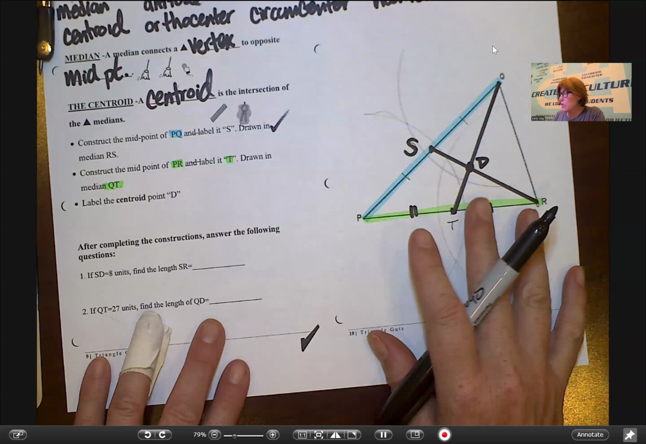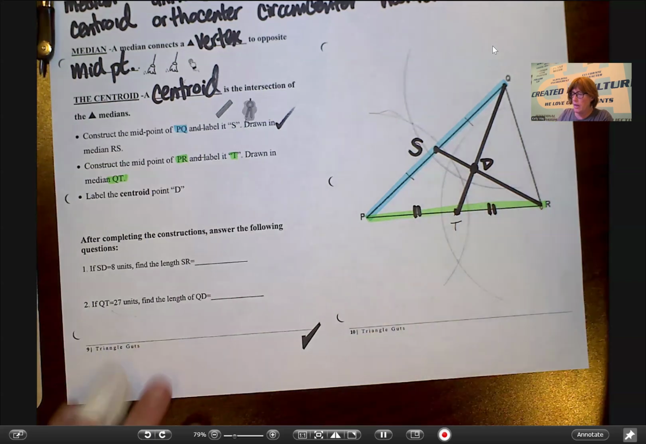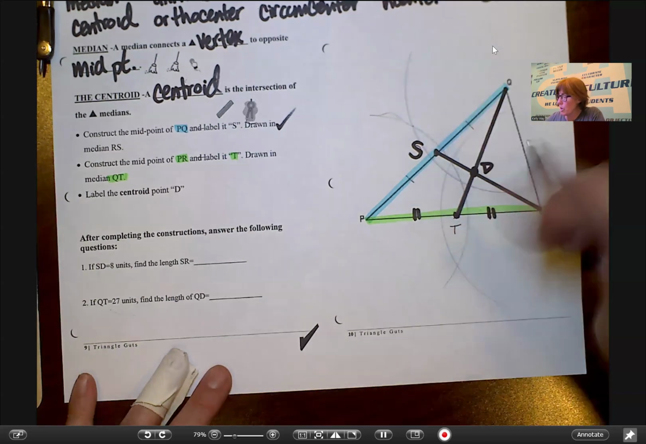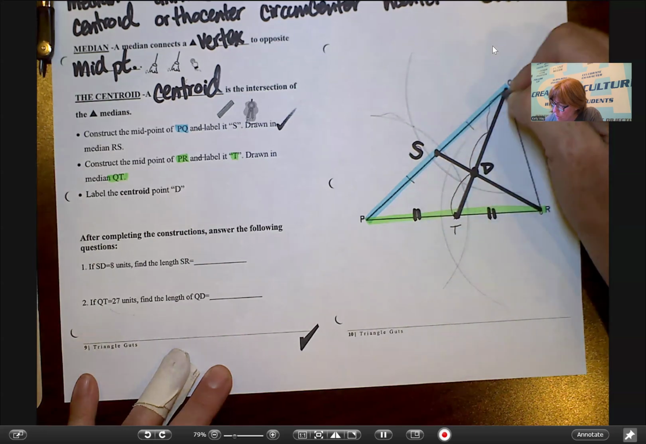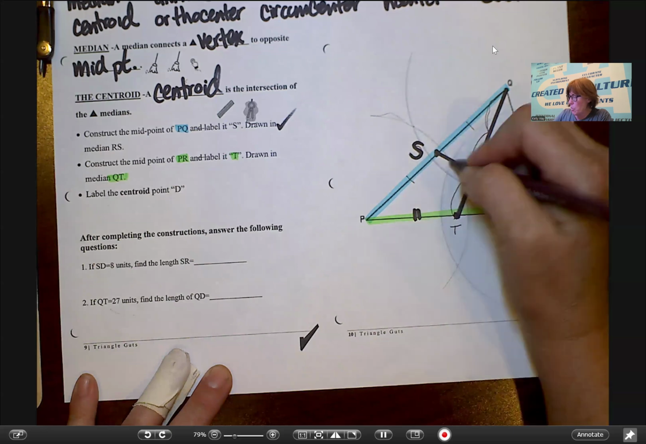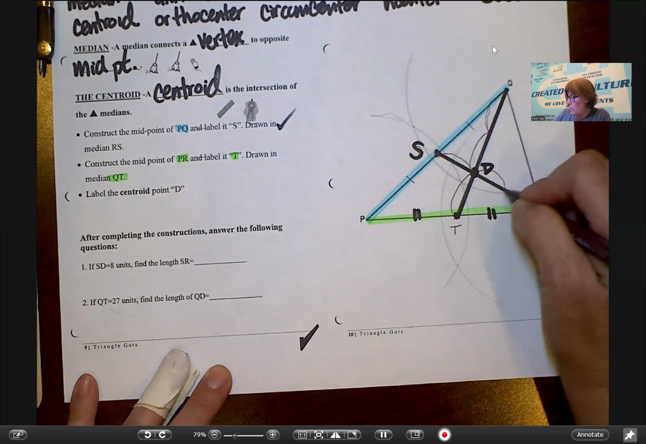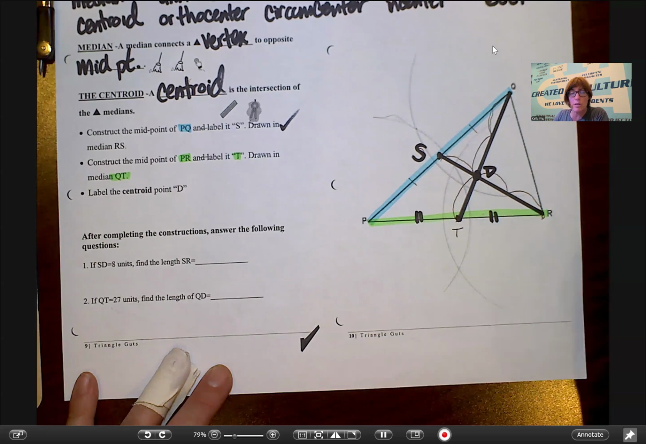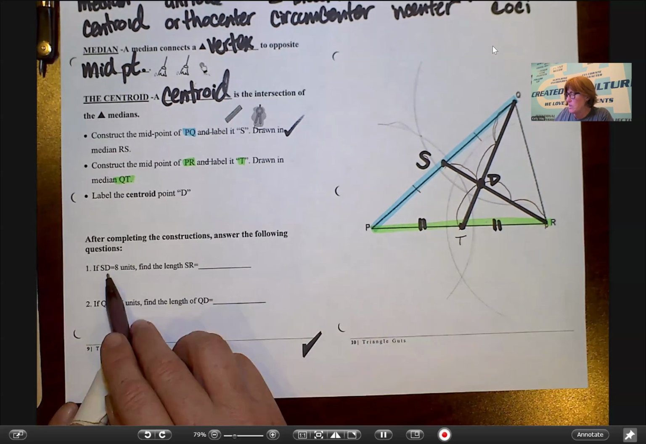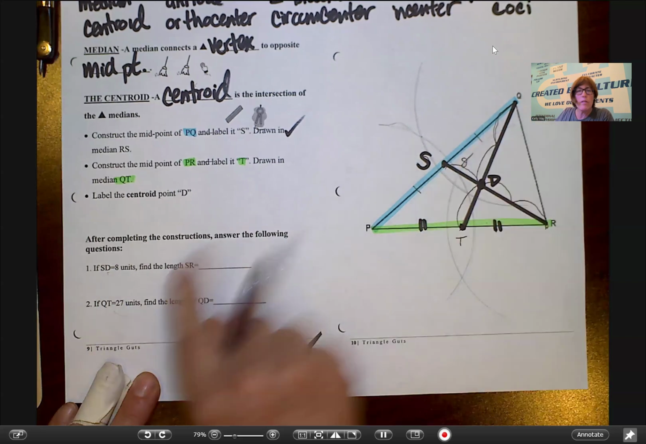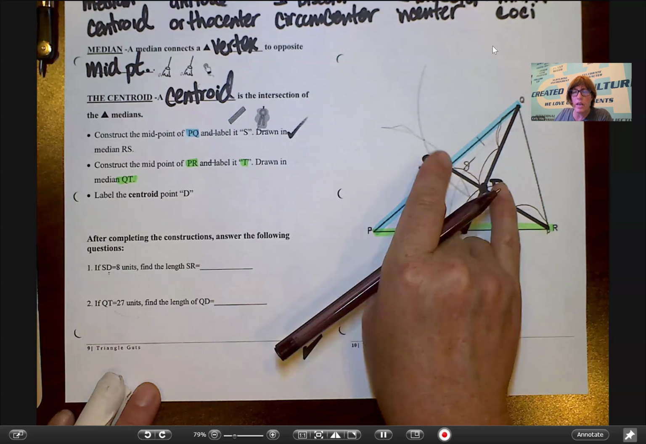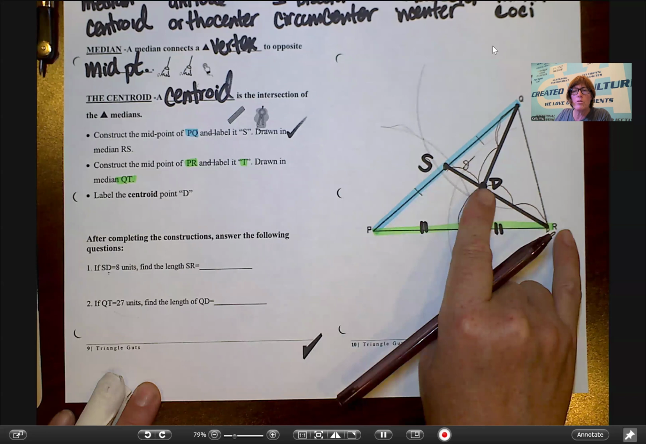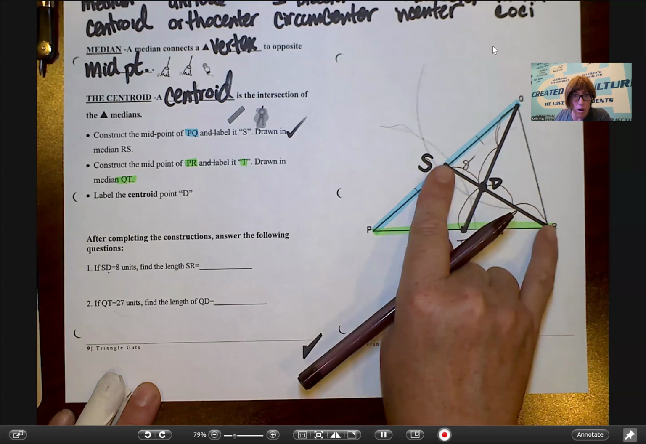From here, I give you some information. It says, remember, with the centroid, there is a 1 bunny hop and 2 bunny hop relationship. Draw that both ways. It's a 1-to-2 ratio, those segments. So it says if SD is 8, find the length of SR. This is 8, 1 bunny hop, 2 bunny hops, find SR. Pause the video if you need to.